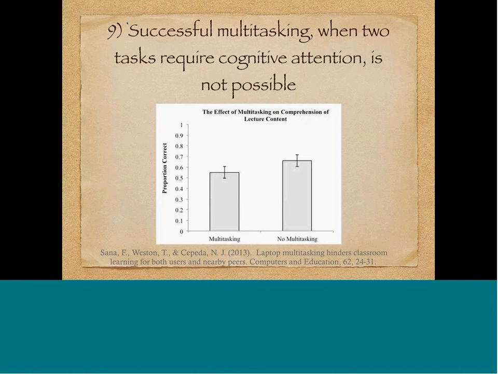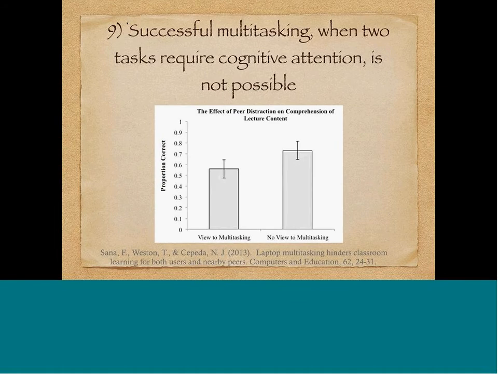What they found was that those who were multitasking performed a full letter grade lower, 11% lower, on the end-of-class test than the non-multitaskers. So those who were randomly assigned to multitask were distracted. But the next graph I want to show you is, I think, even more interesting.